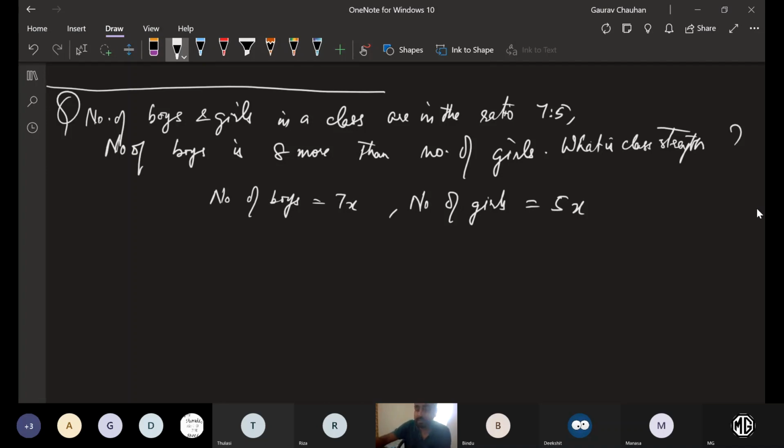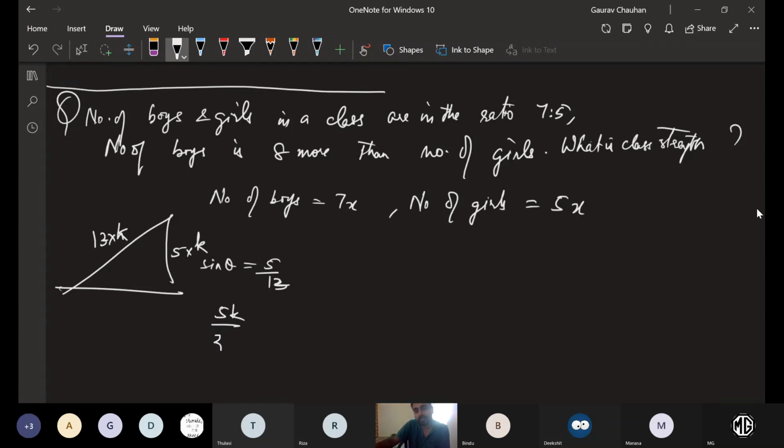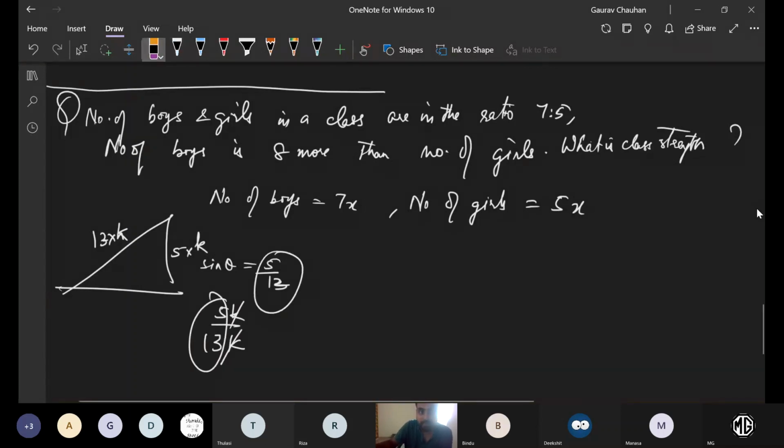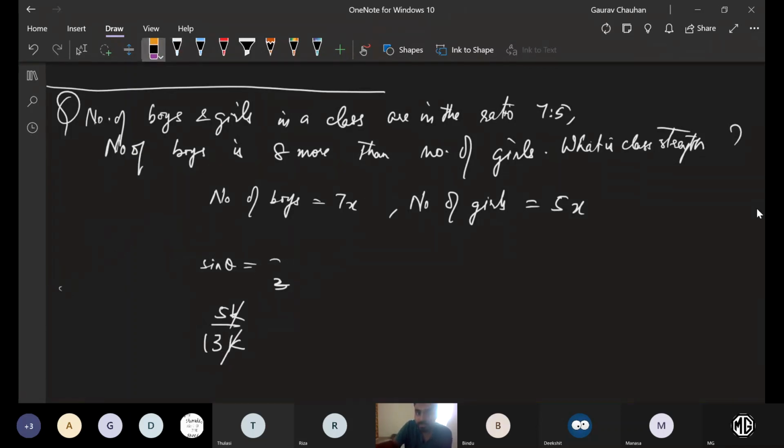Guys, see this. Even in Pythagoras theorem in trigonometry, we did this. Some ratio we are taking. We know that sine theta is equal to 5/13. We know this is 5 into k, this is 13 into k. Then 5k by 13k will get cancelled. Sine theta will come 5/13. Correct. We saw this in trigonometry also.